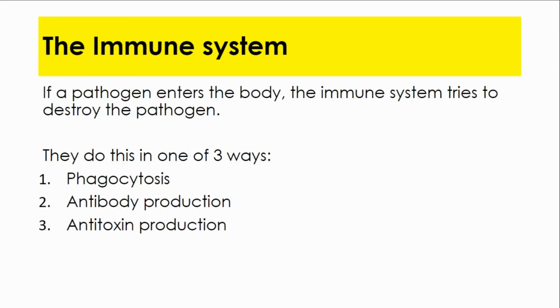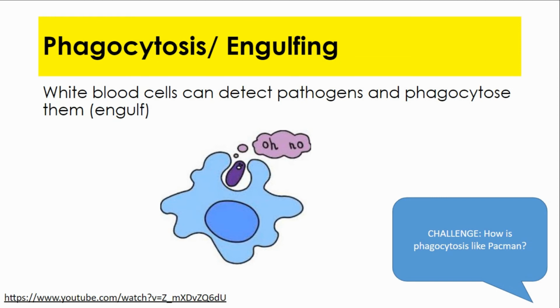The immune system. If a pathogen enters the body, the immune system tries to destroy the pathogen. They do this in one of 3 ways: either phagocytosis, antibody production, or antitoxin production. White blood cells can detect pathogens and phagocytose them. That means they engulf them and surround them.